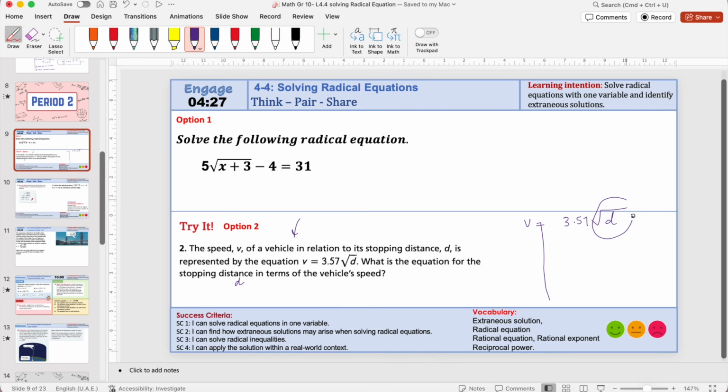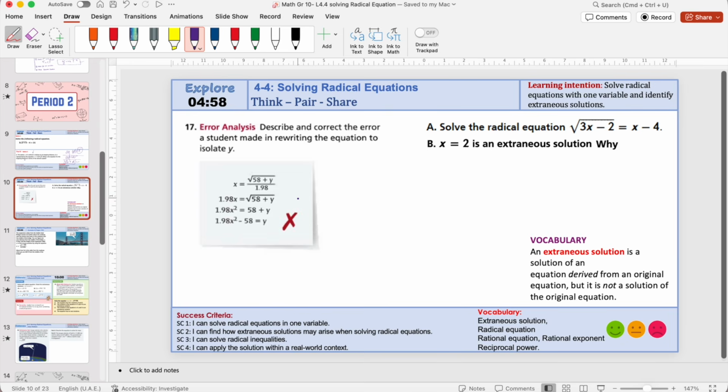Normally just first isolate your root. So we need to cancel out this number. Divide by 3.57 on both sides. Now you have root of d equals v over 3.57. Next, cancel the root by squaring both sides. D equals, when you square a term like this, just square each one separately. So v squared over 3.57 squared is around 12.74. That's it.